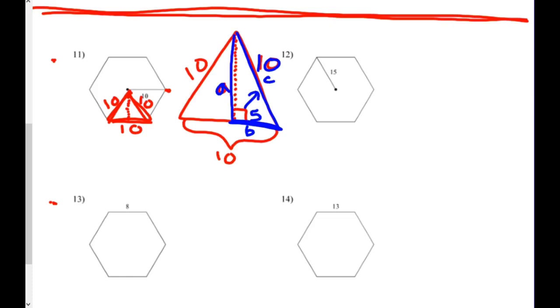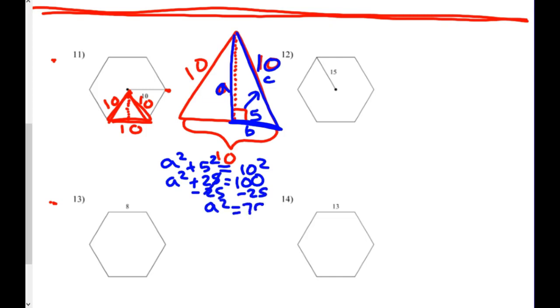So we'll do it right here, okay? So A squared plus 5 squared equals 10 squared. Okay? 5 squared is 25. 10 squared is 100. The two numbers are on different sides, so we're going to subtract. 100 minus 25 is 75. And then we square root.